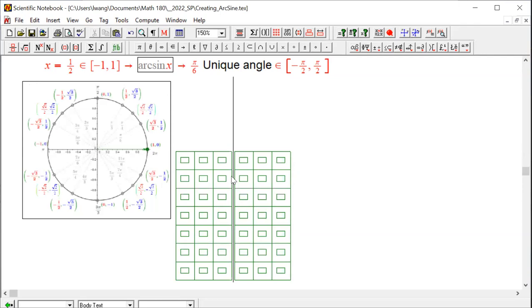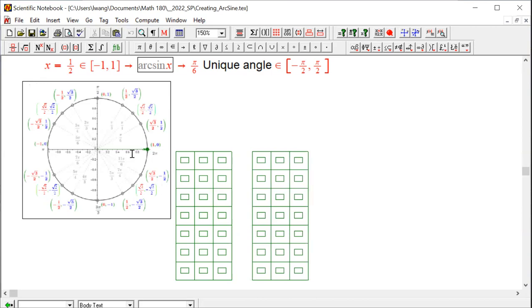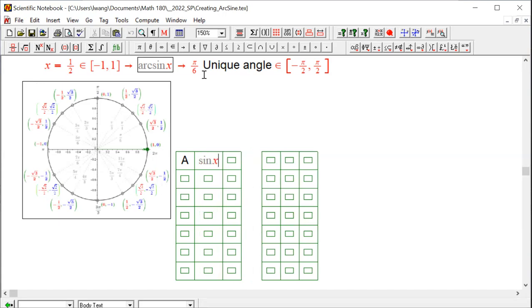Okay, knowing our process. When we are creating this arcsine function, we need to look at the function we work with. For the sine function, we're only going to be looking at angles between negative pi over 2 and pi over 2. We're not going to use 3 pi over 2, because to do 3 pi over 2, you're going to fly over.